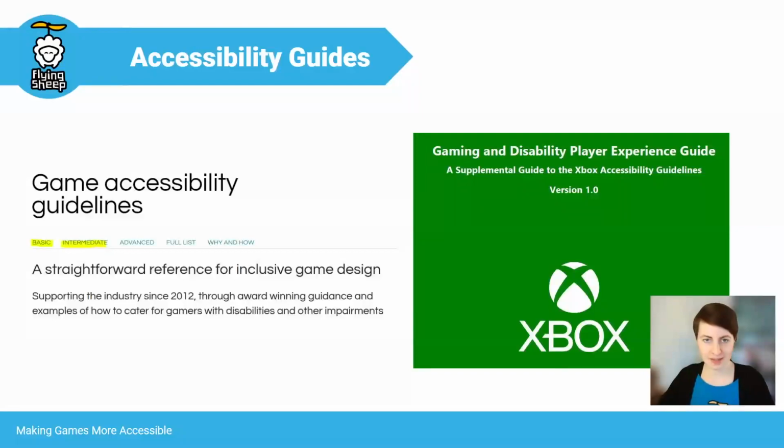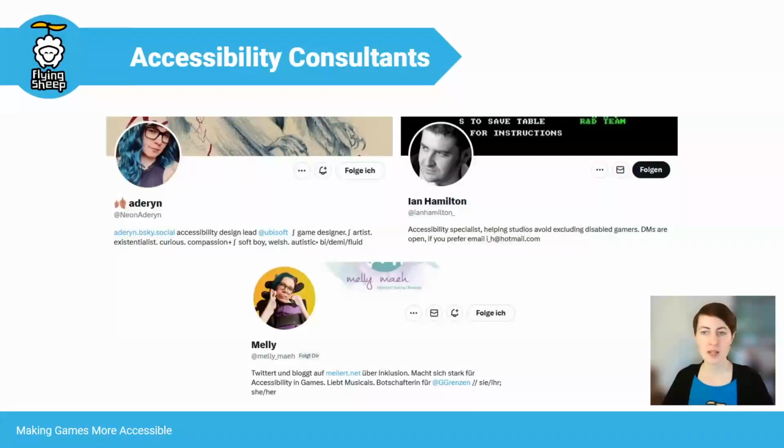Now, guides are great if you want to self-study and try to implement more accessibility options. But if you need more support, it might be advisable to hire an accessibility consultant. Now, in recent years, there have been more and more of those consultants, experts on accessibility, who are happy to help you if you hire them. Some of them specialize in certain kinds of disabilities, some of them are all-rounders, but there's a really good chance that you'll find the right person for your project and very likely also for your budget.